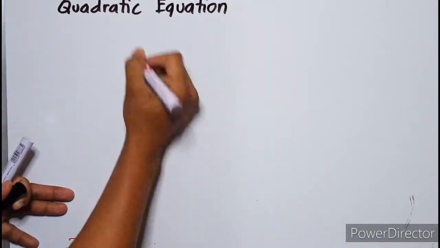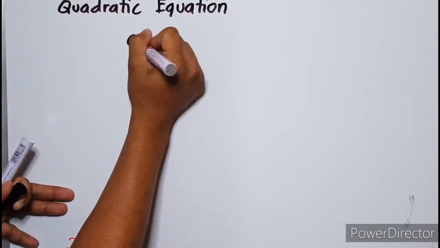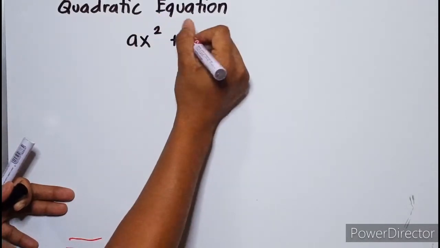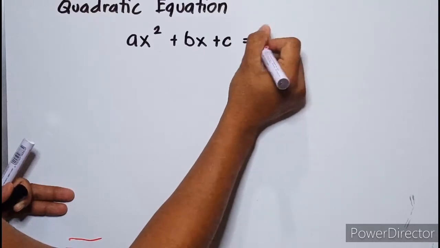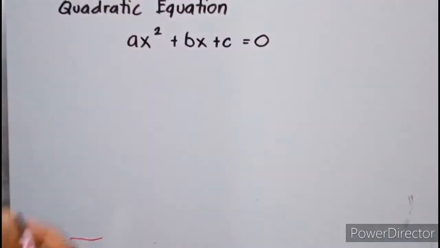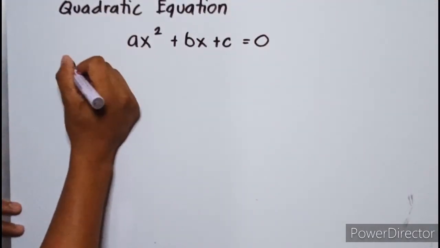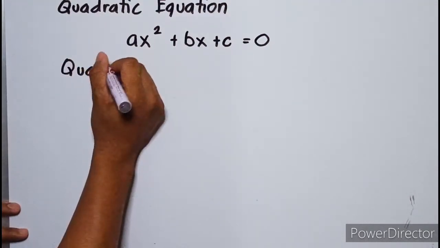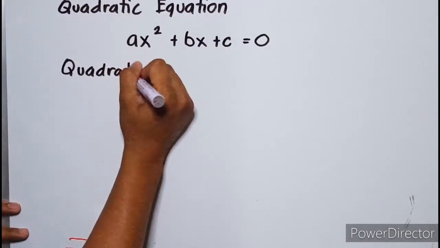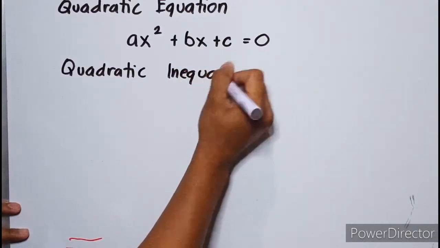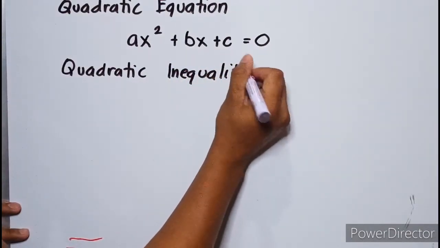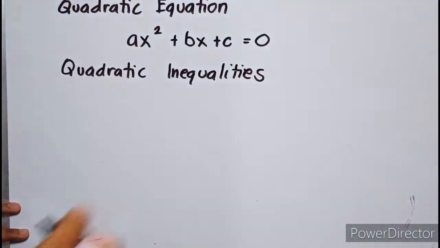Quadratic equation is defined as ax squared plus bx plus c is equal to 0. For our next topic, we have quadratic inequalities. Now, before we define the quadratic inequalities, let us first have our review.